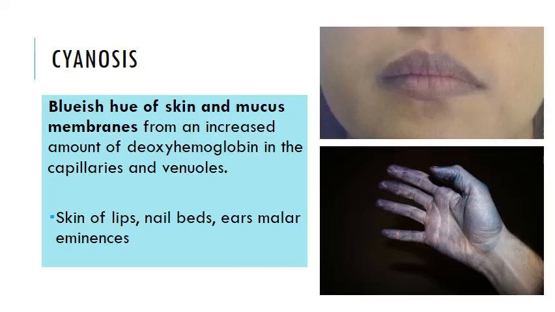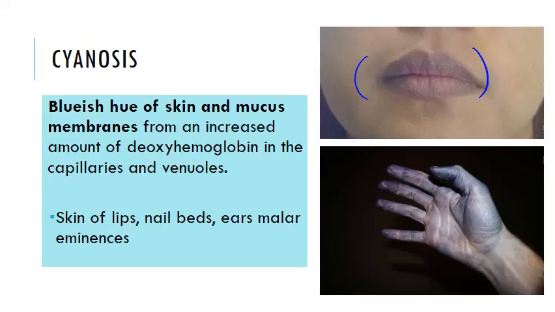Cyanosis is a physical exam finding that indicates hypoxemia or low SaO2. It's a bluish hue of the skin and the mucous membranes from an increased amount of deoxyhemoglobin in the capillaries and the venules. This is commonly seen in the skin of the lips, nail beds, ears, and malar eminences.